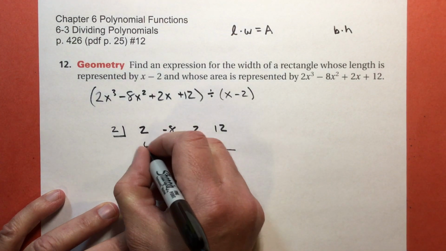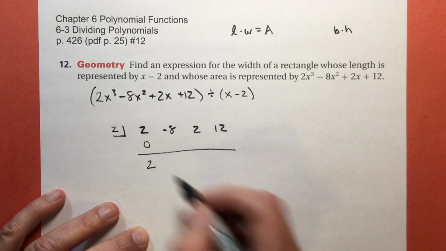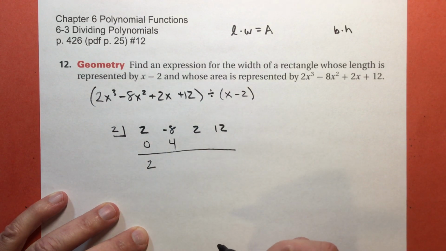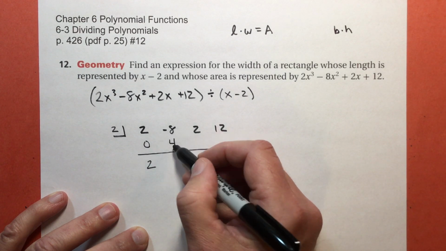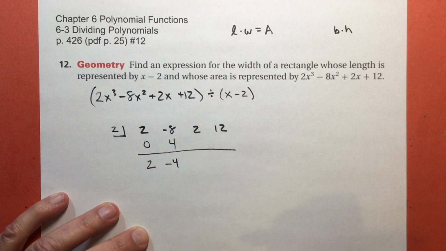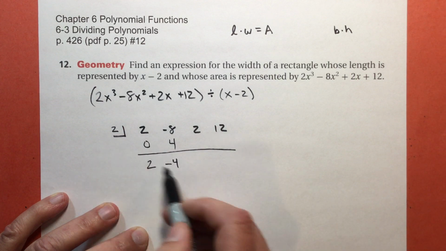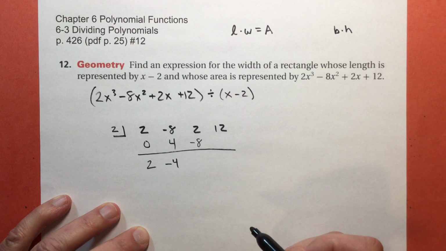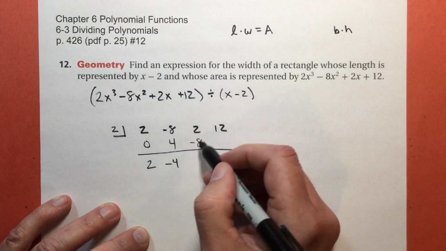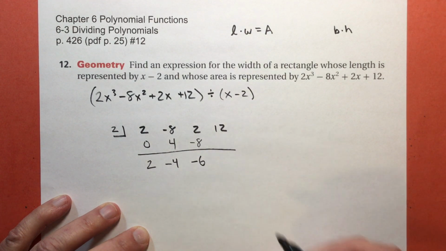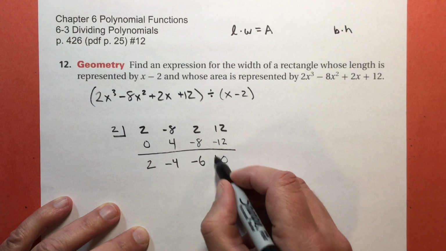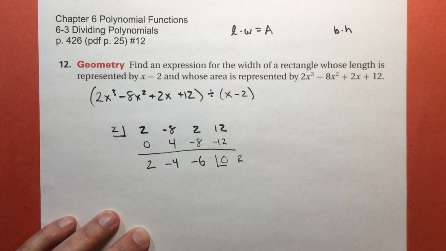All right. Put a 0 down. 2 plus 0 is 2. 2 times 2 is 4. Put the 4 right here. Add. Negative 8 plus 4 is negative 4. 2 times negative 4 is negative 8. Put the negative 8 here. Add. 2 plus negative 8 is negative 6. 2 times negative 6 is negative 12. Add and get 0, which is my remainder, so I have no remainder.